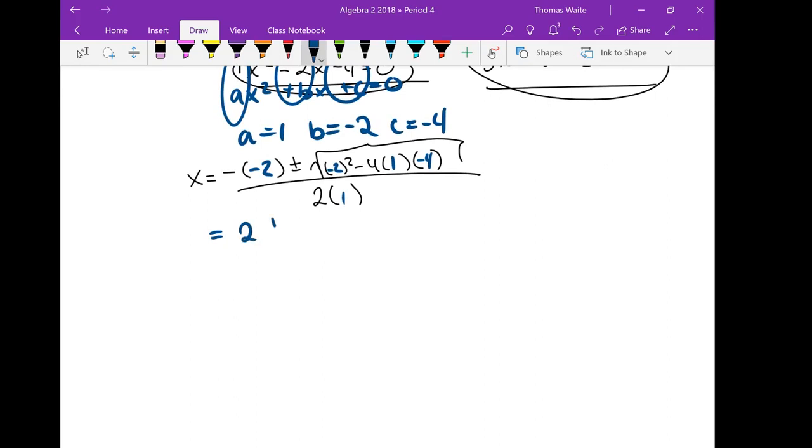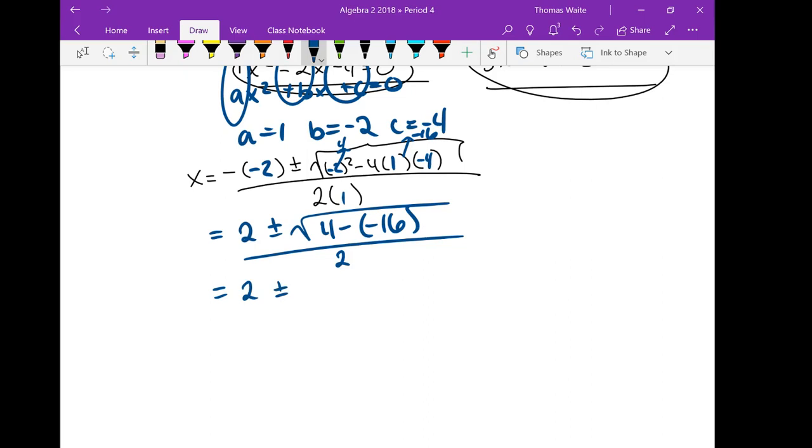Simplify this, it's going to be a 2 plus or minus, oh boy, we got 4 is this one. This is all going to multiply to -16. And so it's going to be 4 minus -16 all over 2. And then that's going to be 2 plus or minus a -4. That's going to be a plus 16. So that's going to be 20 all over 2.